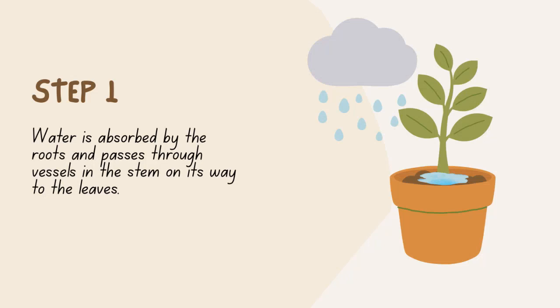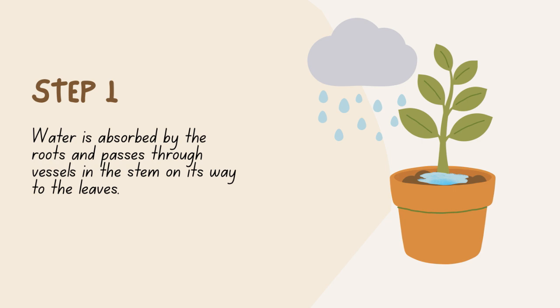Step 1 in understanding how plants move water is to look at how water is absorbed by the roots. The roots act like a sponge, taking in water from the soil. Once inside, this water doesn't just stay put, it moves upward through tiny vessels in the stem. These vessels are like highways that transport the water efficiently.